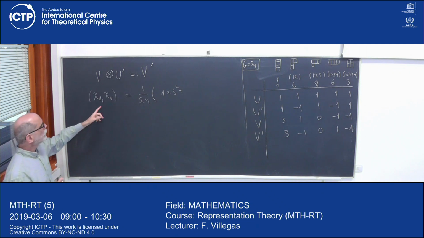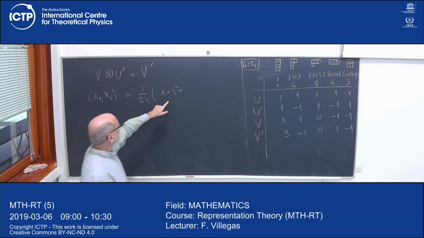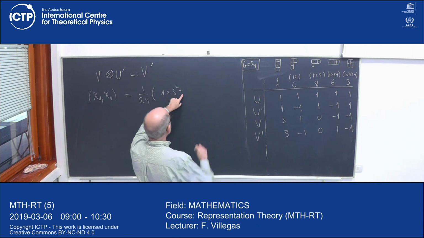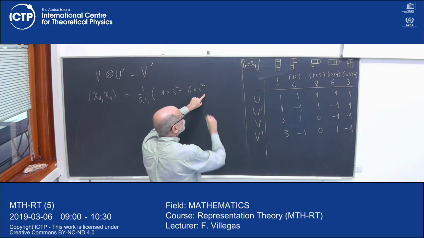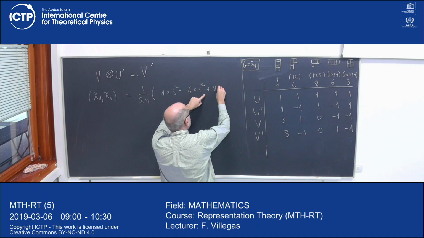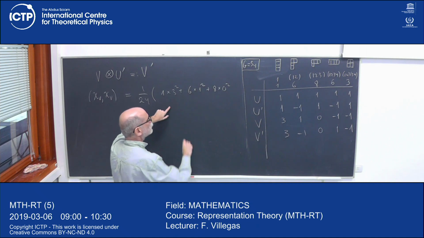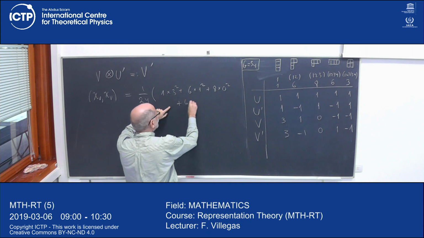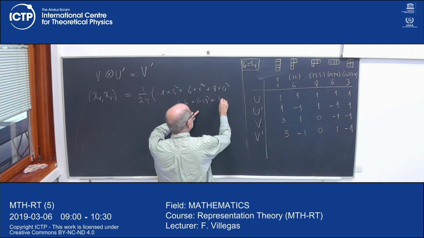All right, so let's go back to this. We compute the inner product. So this would be 1 times 3 squared, plus 6 times 1 squared, plus 8 times 0 squared, plus 6 times minus 1 squared, plus 3 times minus 1 squared. I'm going to write all the numbers down just to illustrate exactly what we're doing.